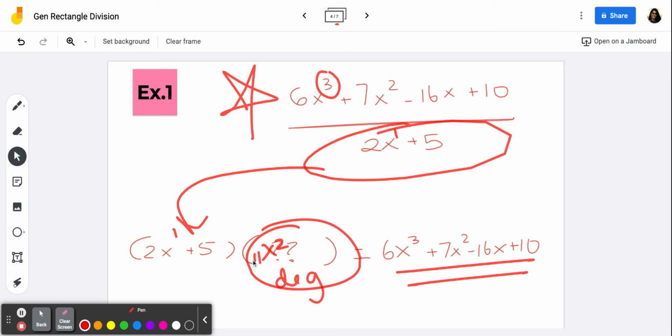Who knows what number is in front of this, but I know a squared times a linear makes a cubic. So at least I know going in, I expect this to be an x squared. That's going to be my answer. Now let's actually set up and do this problem.